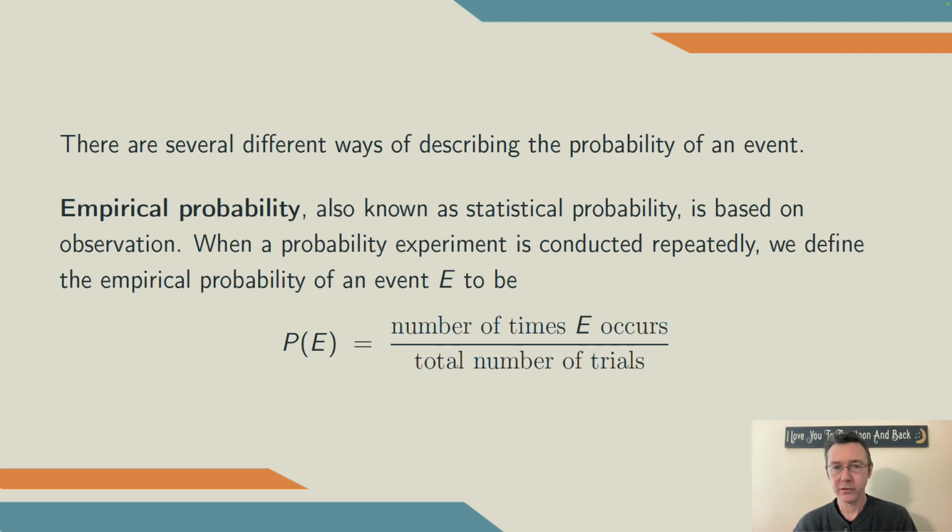Empirical probability, sometimes called statistical probability, is based on observation. So when a probability experiment is conducted repeatedly, we define the empirical probability of an event to be the number of times the event occurred divided by the total number of trials.